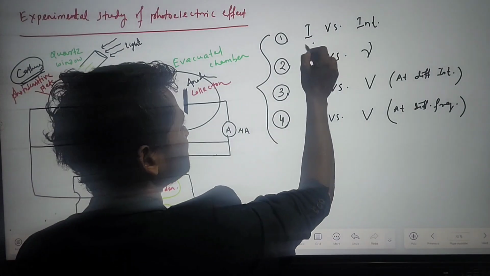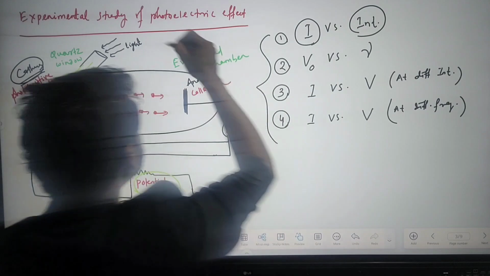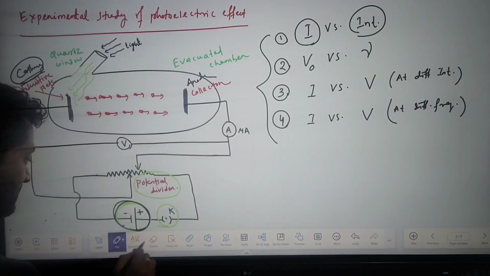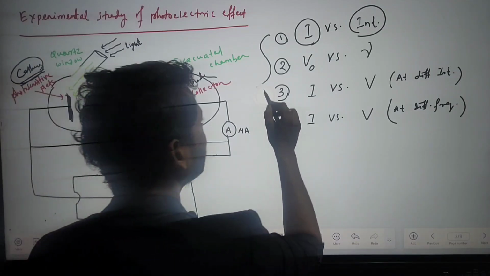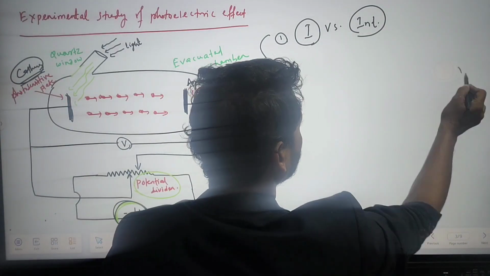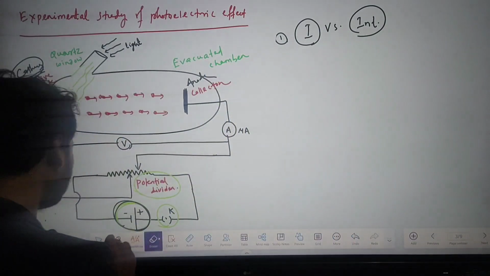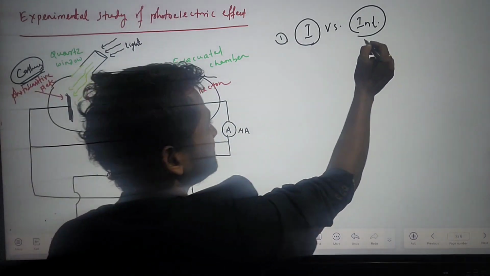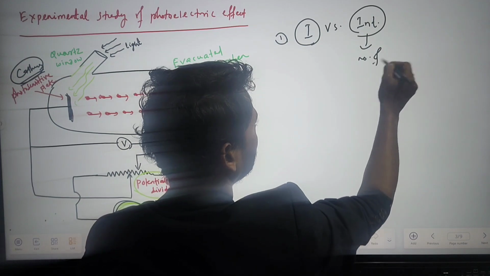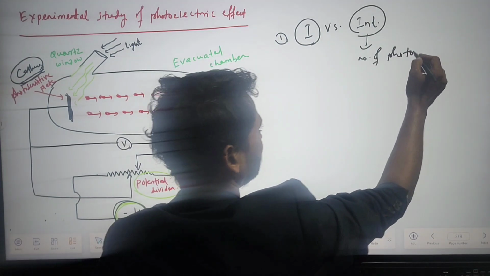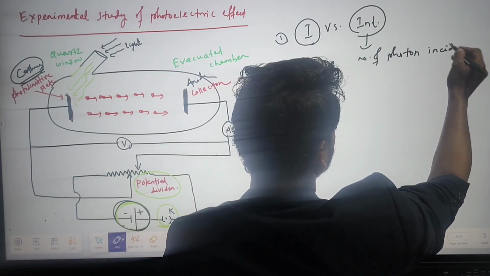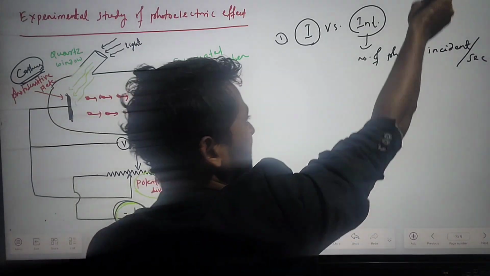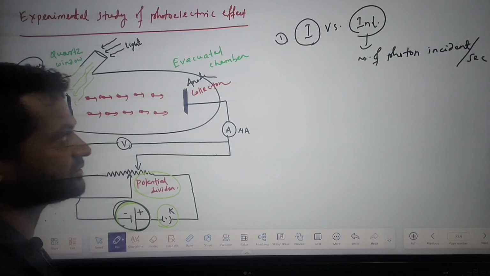Now we'll discuss the variation of current with respect to intensity of light. First, let's see what intensity is. One second, let me erase. What is intensity? Intensity means the number of photons. If light falls on a metal surface from a source, intensity means the number of photons incident per second. The number of photons or light particles incident per second is called intensity.